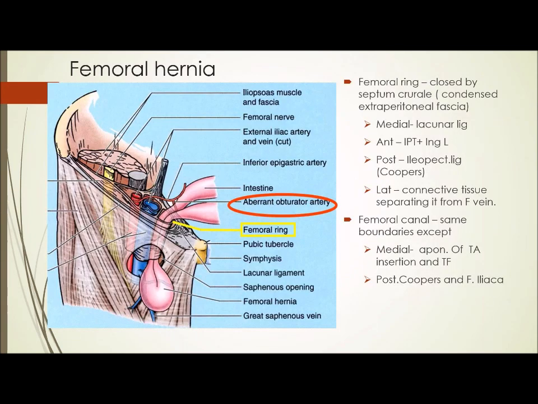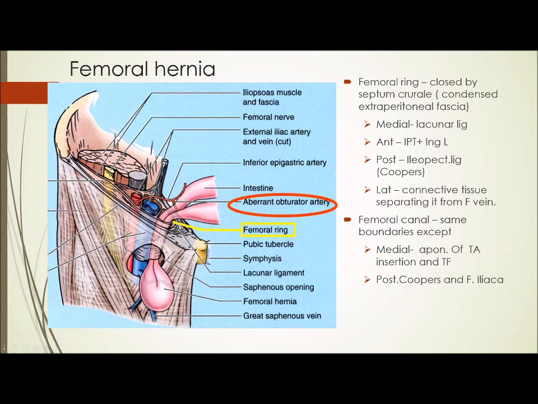Coming to another hernia, that's a femoral hernia. This is another of the groin hernias that we usually talk about. As you know, it exits from the femoral ring. If you look at the femoral ring, it is closed by an extraperitoneal pad of fat. It's usually closed, and that is a condensed extraperitoneal fascia, a septum out here.